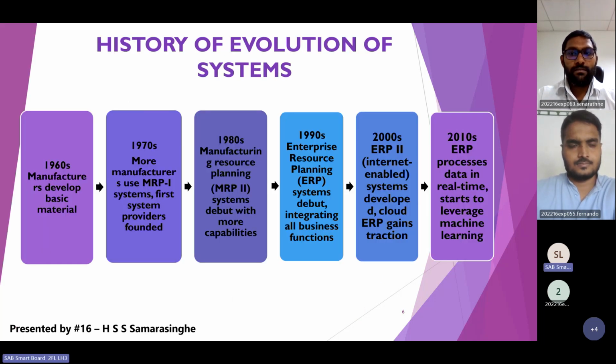Now I'm going to explain the history of the system. In 1970, they introduced MRP1, and that evolved in 1980 into MRP2. Furthermore, in 1990, they introduced ERP level 1, and developers introduced the ERP system in 2000. And nowadays we are using the ERP system.